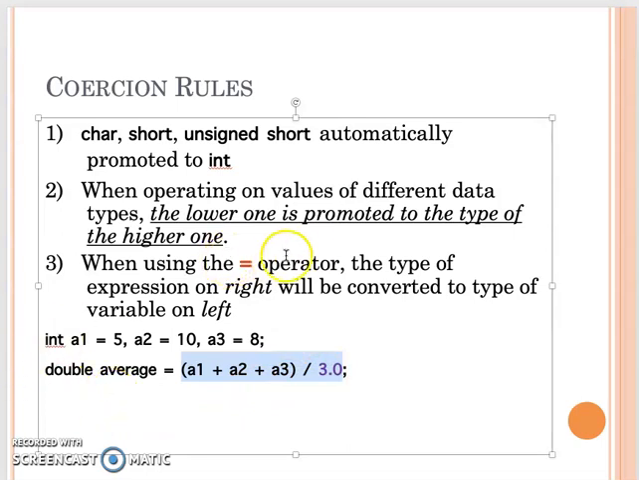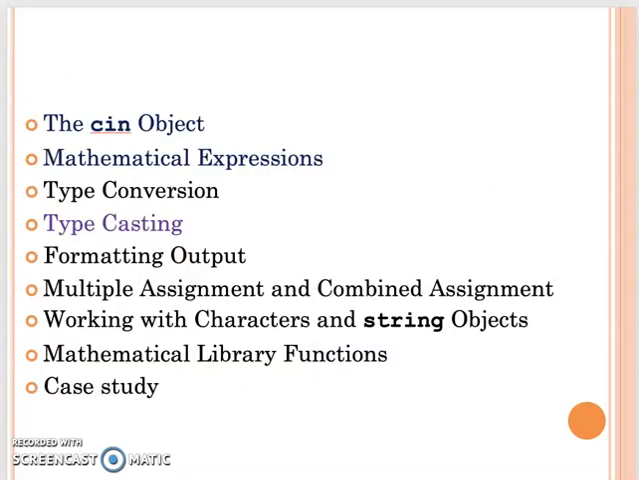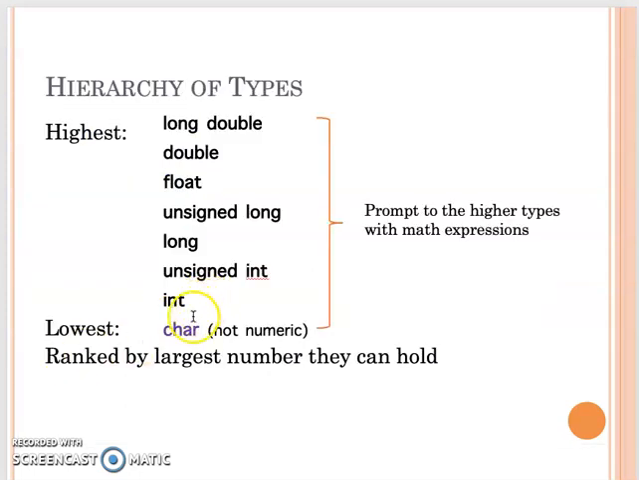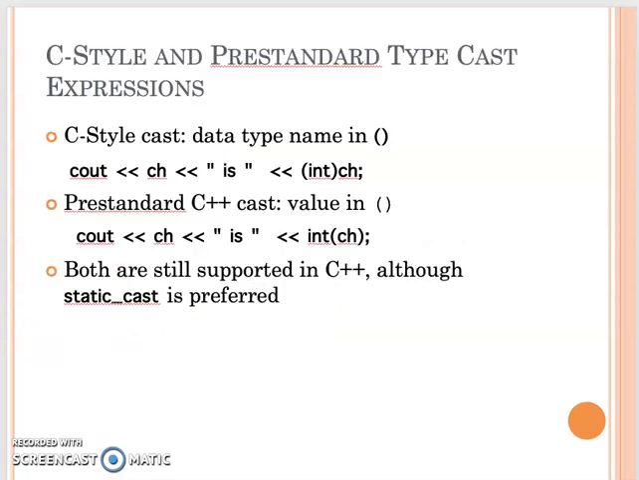So sometimes we promote data types automatically. But sometimes we want to force one data type to become another data type, and we call that type casting. For example, from the lowest to the highest, you can try to promote the lower one to the higher one, or try to demote. So how do we do the type casting? Let's look at this.